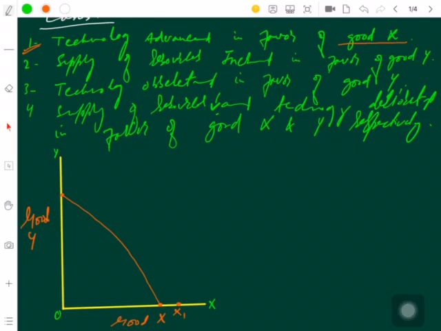So this thing will happen like, I'll use another color. This will be our new production possibility curve. Our first production possibility curve, let us say, was P, and our new production possibility curve is P1. So we have P and new production possibility curve as P1. This could happen. Let us take one more case.